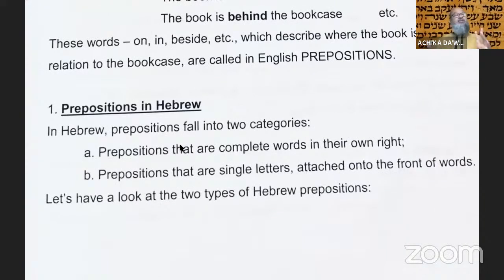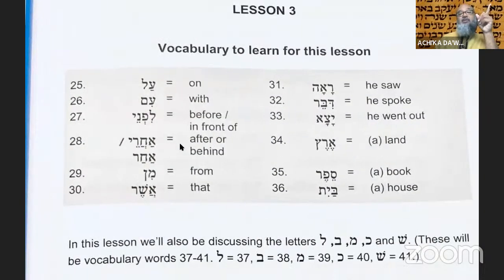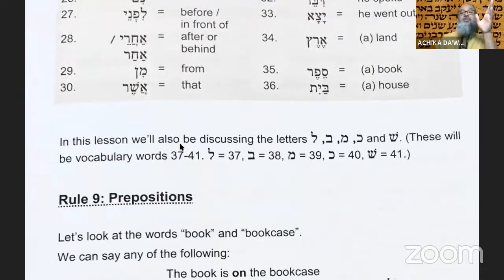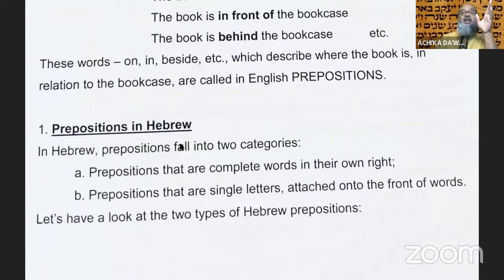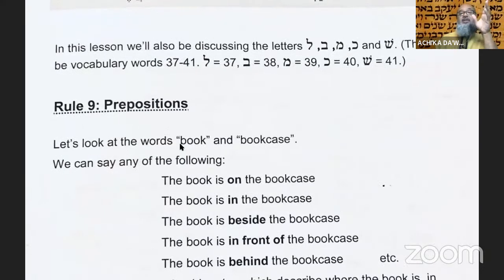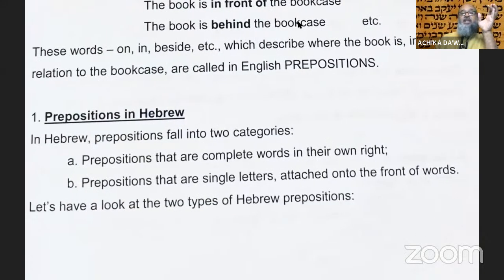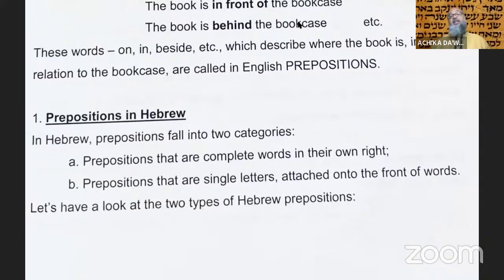So they fall into 2 different categories. The first category is that they are complete words, as we have in our vocabulary up here in 25 through 30. Those are actual words. So they're prepositions, but they're words. But the second category is that they're actually single letters, which you have right here, 37 through 41. They're letters. So it could be either of those, okay? That's what they can be. And when they are prepositions as single letters, they're attached onto the front of words.